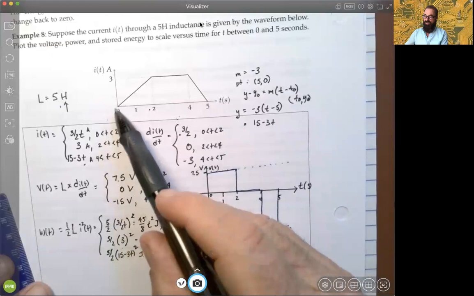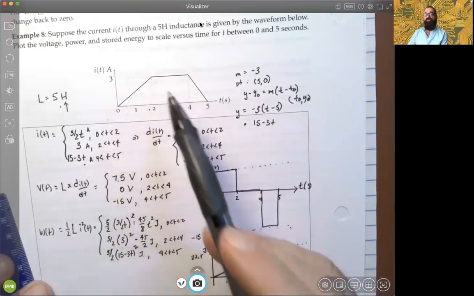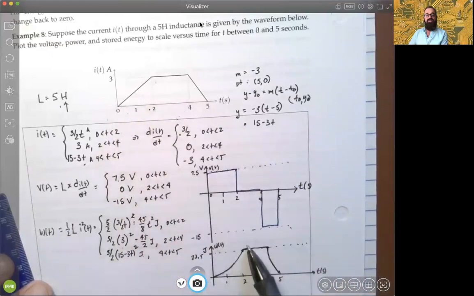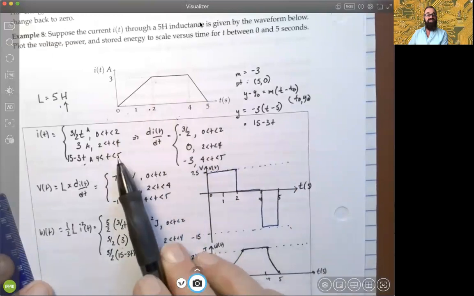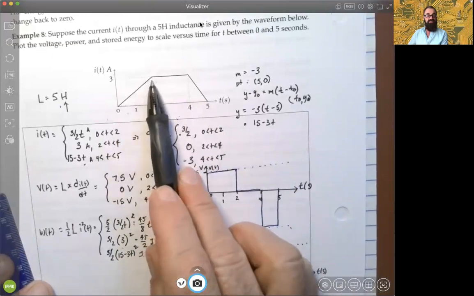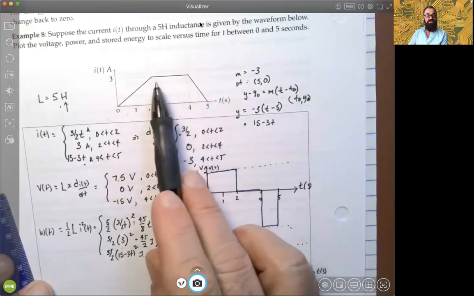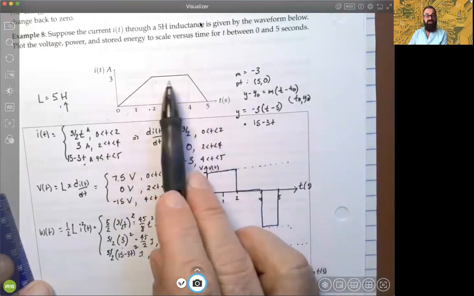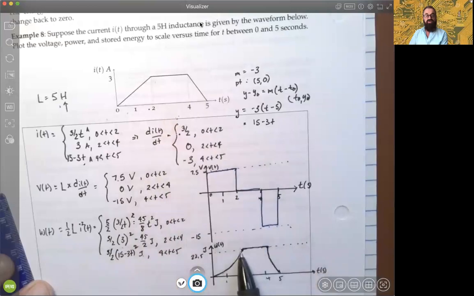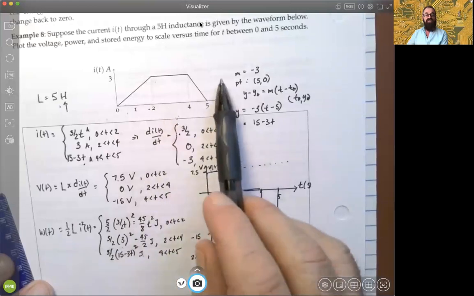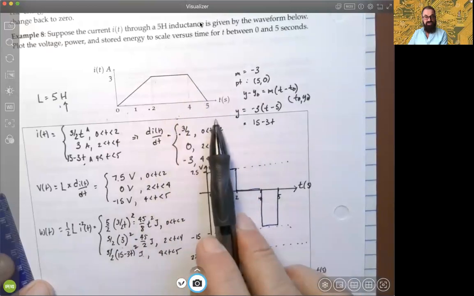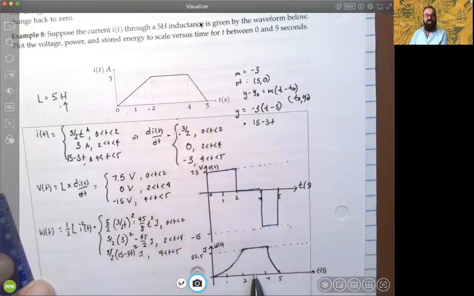So the rate of change of current goes up, you generate the energy. You stop changing the current, right? Again, it's constant. You hold the current constant, you hold the energy, then you start decreasing the current, and you release the energy, okay? That's how the logic matches up, right?